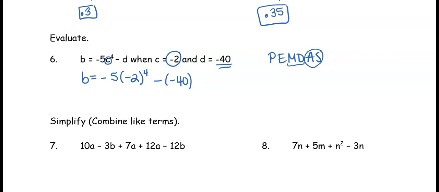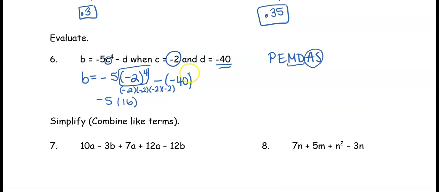Now, parentheses matter if I have more than one thing inside of them, which I don't here. Parentheses are just going to be there for the exponent. So the first thing we want to do is exponents. What you don't want to do is a -5 times a -2, because that would be multiplication, and we need to do exponents first. This is a -2, 4 times. That means I have 4 negatives, and 4 negatives makes a positive. So -2 times -2 times -2 times -2 is going to be a +16.